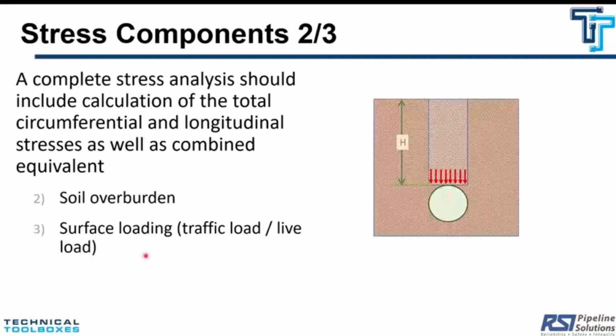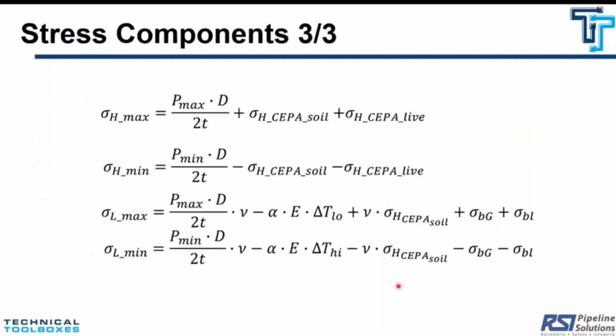And naturally, the surface loading. When you have a vehicle that crosses this pipeline, that can create additional stress. That's known as the traffic load or live load on the pipe. All right, so here again are the equations. Again, because this is a quick seminar, I'm not going to go through the details of the equation. I just provided them here just to give you a quick introduction on how the calculations are performed.